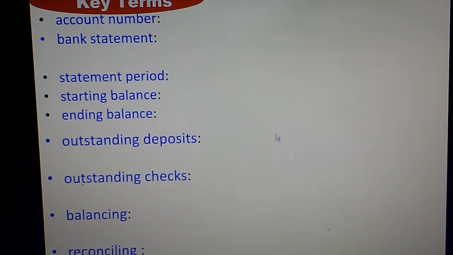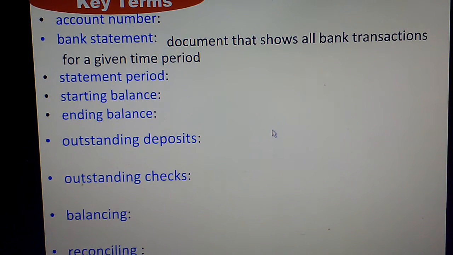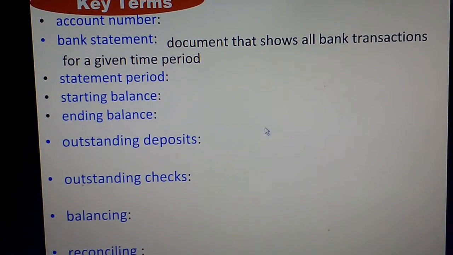Okay, your bank statement. This is a statement that usually comes in the mail. It might be online, but it lists all the transactions that have occurred within your account within a certain time period. Usually it's within the last month. You'll get one for your savings account and you'll get one for your checking account, any separate accounts you have at the bank. So, a document that shows all transactions for a given period.